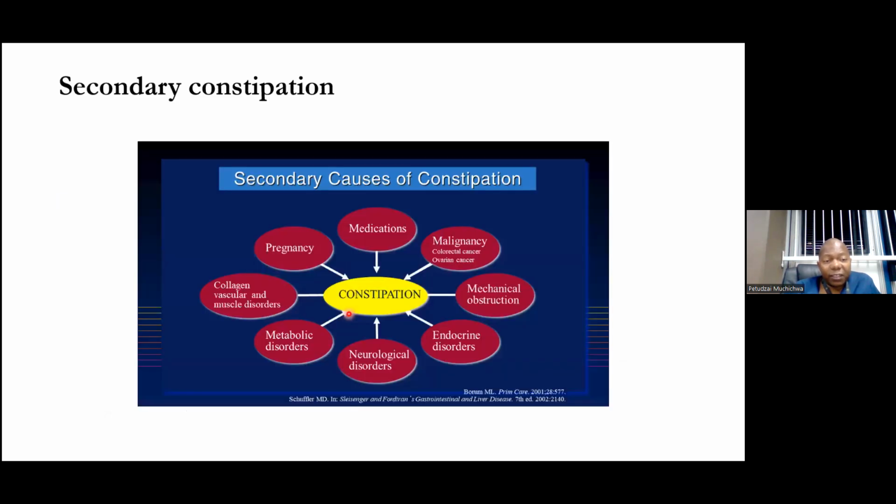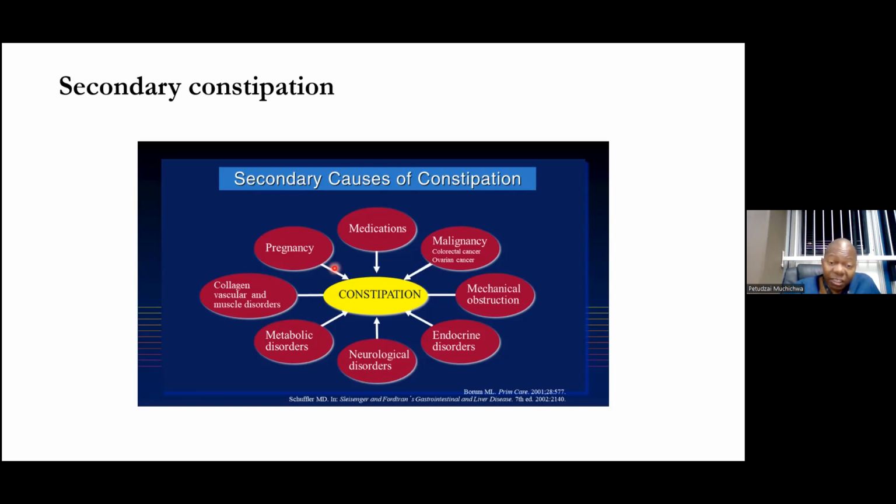Moving on to secondary constipation. The most common causes that we have to exclude, especially from history and physical examination: number one would be the use of medications. Most commonly used medications that cause constipation include tricyclics, which are antidepressants, anti-epileptics, and antipsychotics as well, calcium channel blockers, antispasmodics.